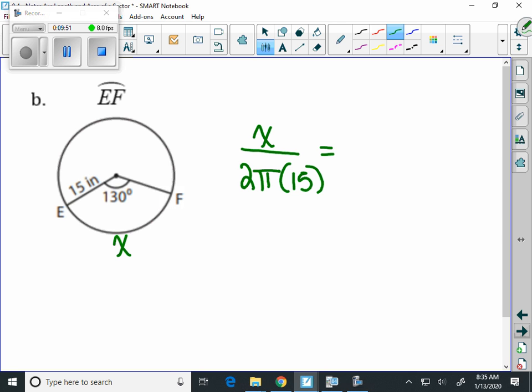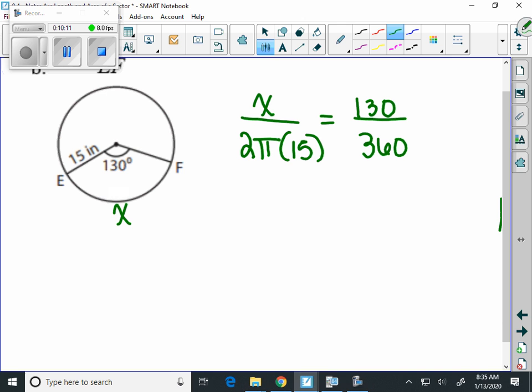On the other side, we're going to take the measure of the central angle. Well, the measure of the central angle is 130, out of the entire circle, which is 360. And maybe you don't even need to simplify it. I am going to simplify it down one more step here. But we get x divided by 30 pi equals 130 divided by 360. Ultimately, what we're trying to do is figure out what does x equal. So we'll cross multiply.